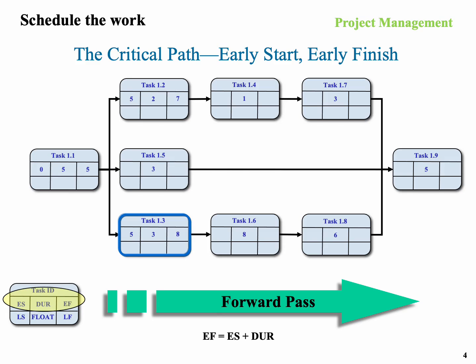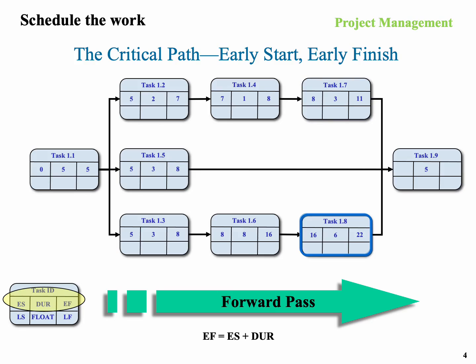Now you're sort of getting the hang of this, so I won't repeat too many things. You can see where the numbers are coming from. Let's look at task 1.5. 5 plus 3 is 8. Let's continue on. 1.4 now gives us 8. 1.6 now gives us 16. 1.7 now gives us 11. 1.8 starts at 16, and 16 plus 6, the earliest it can finish is 22.